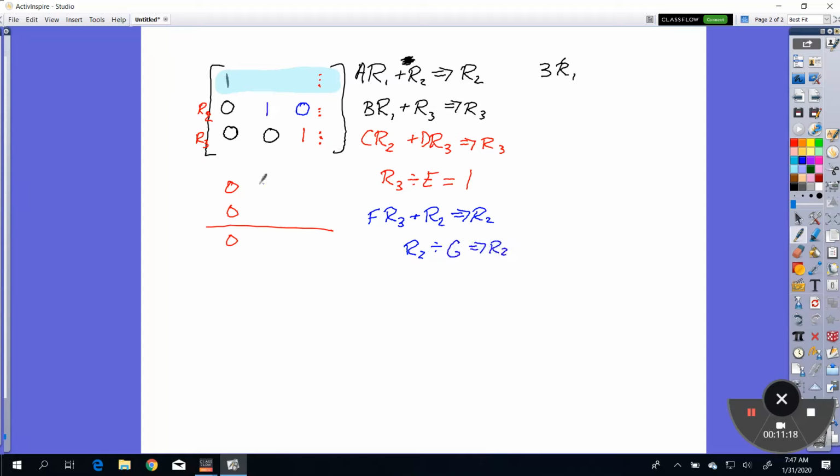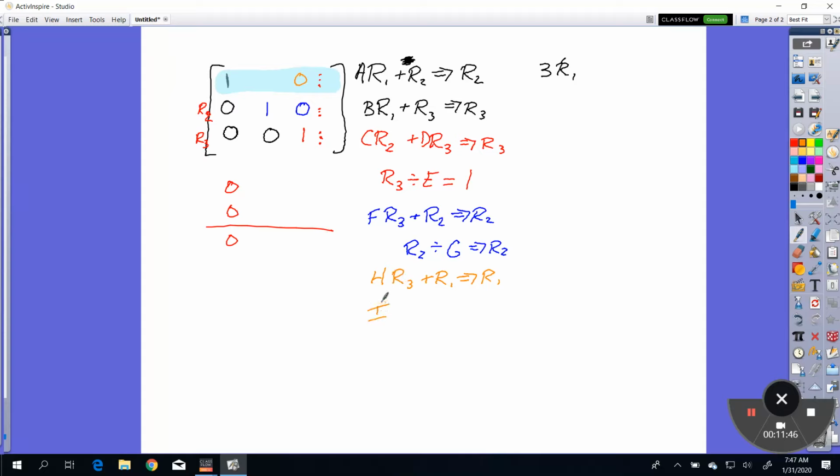Okay, so that's my next step. Notice that I've got 0, 0, 1, 0, 1, 0. I need these two to become zeros right here. So the way we make that happen is I again use row 3 and multiply it by some number. Now I add it to row 1 and it's going to make a new row 1. Okay, and that's going to make a 0.